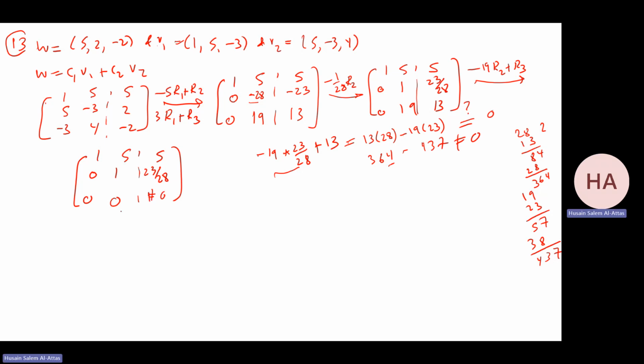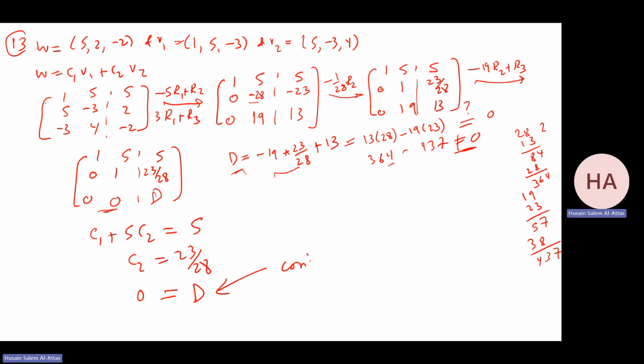So if I write the equations, I have 0 equal a value. Let me call it, what is it? Capital D. So this capital D equal this, not equal to 0. I'm having the equations. If I write the equation back, I have what? C1 plus 5 C2 equal 5, C2 equal this. But the third one, I have zero equal D. But D cannot be zero. D is not a zero number. So we have here a contradiction.